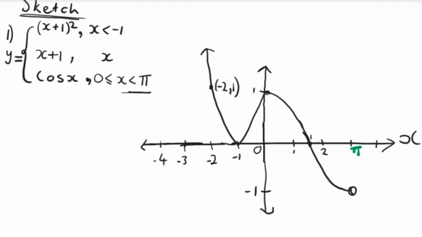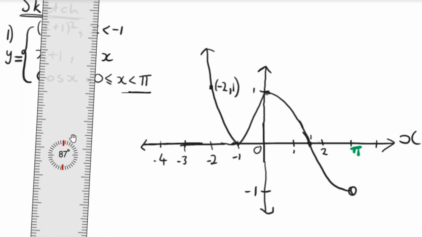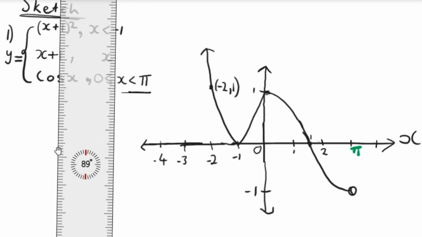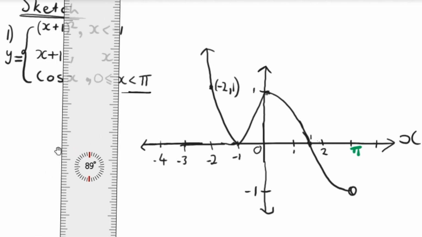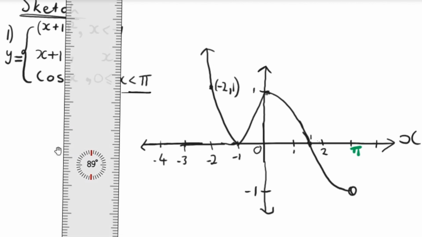Now let's place our ruler. It's not perfect, it's 89, it's supposed to be 90. When you take your ruler and go from left to right and touch the function, that's when you touch the function once. That's when you identify your domain. Okay, let's go.